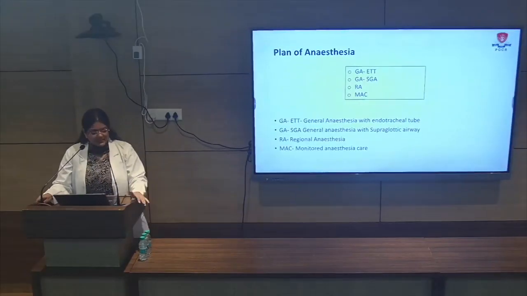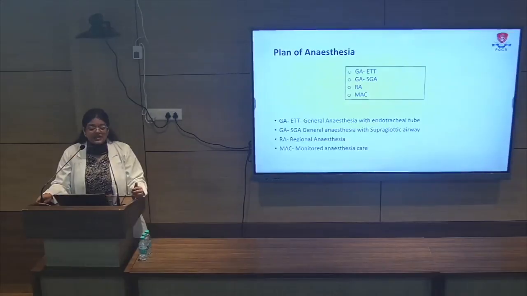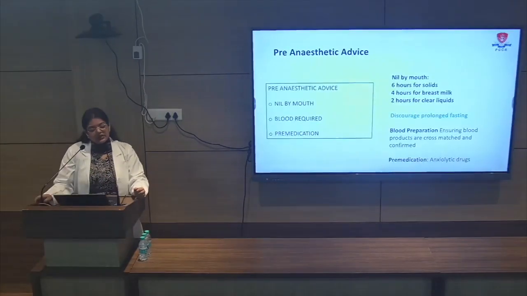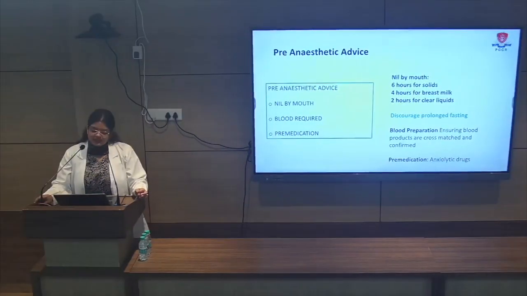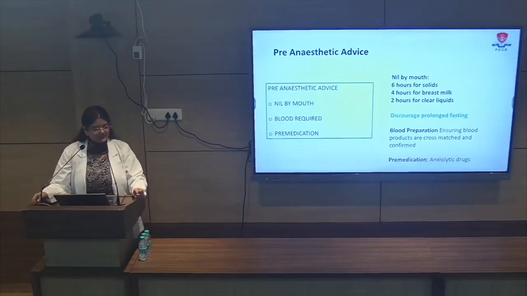The plan of anesthesia documents whether the procedure should be conducted under general anesthesia with endotracheal intubation, general anesthesia with a supraglottic airway device, regional anesthesia, or just monitored anesthesia care. The pre-anesthetic advice accounts for the nil by mouth status, which is 6 hours for solids, 4 hours for breast milk, and 2 hours for clear liquids. We strongly discourage prolonged fasting. For blood preparation, we ensure that the blood products are cross-matched and confirmed.